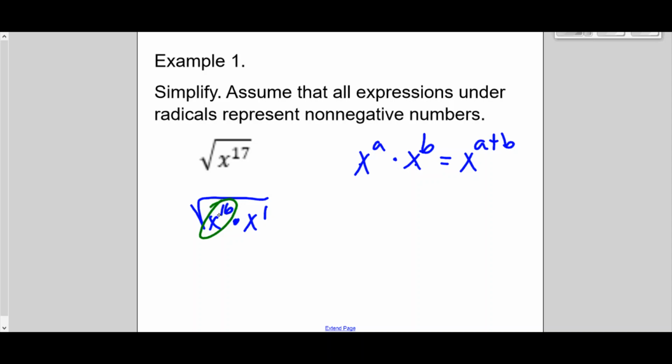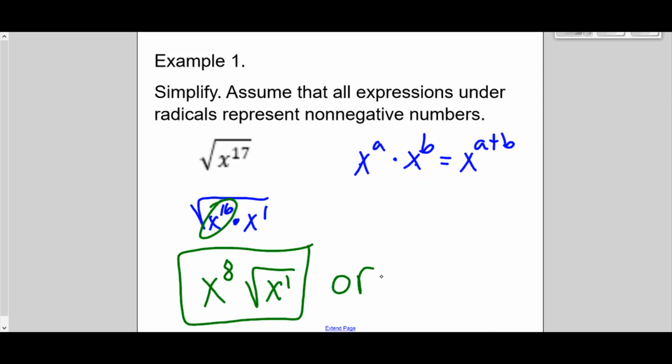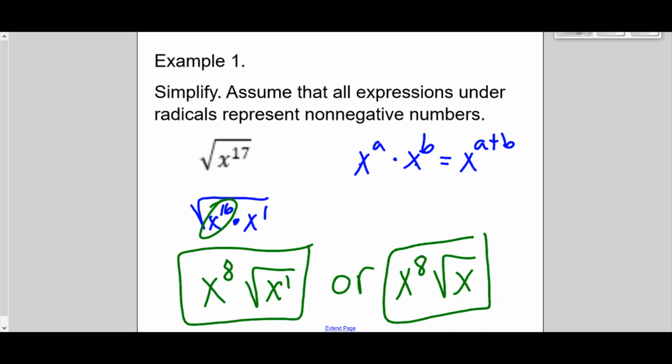So now 16 is an even number. We can divide 16 by 2, and we'll move it outside the radical. So 16 divided by 2 is 8. So this will be x to the 8. And then now notice the 1 is an odd number. You can't reduce 1 any further. So this will just be square root of x to the first. Or if you like, you could just write it like this: x to the 8 times the square root of x. So both of those are acceptable. So your goal is to get to an even exponent, and then you divide the even exponent by 2.